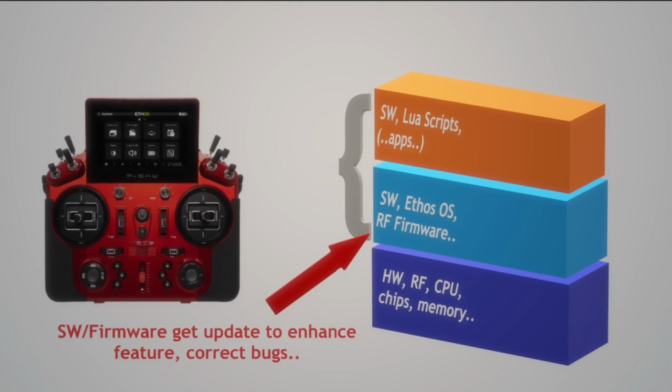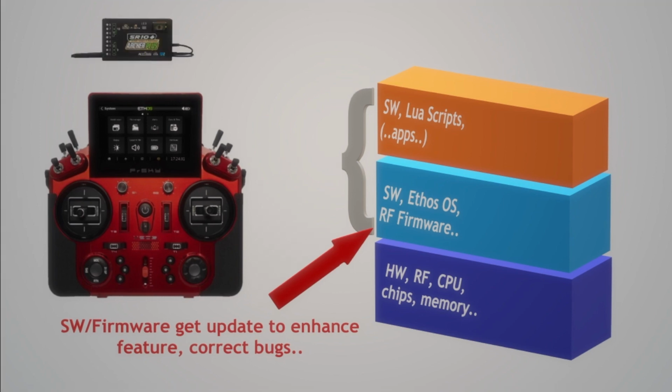Now let's focus on the main software layers here, and as I mentioned before, the OS and firmware that drive the transmitter are complex software, and as software becomes more complicated, there will be software bugs that need to be corrected, and that's why it needs to be updated until you have a stable software version release.